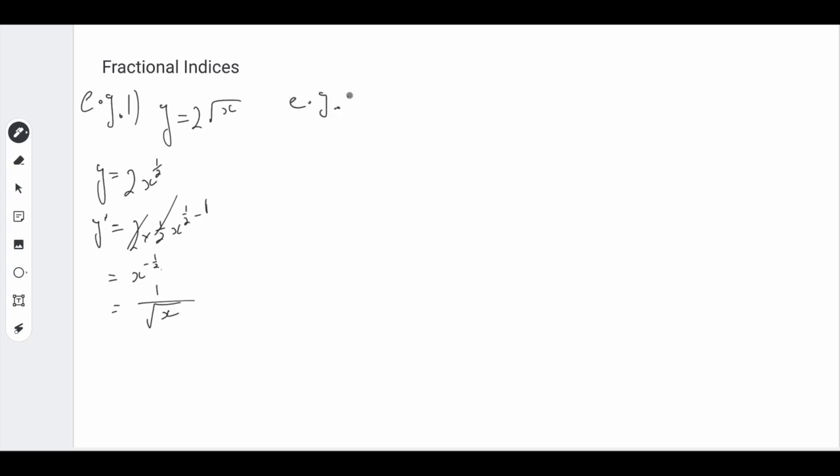And so we could go a step further, and I gave the example of putting the root at the bottom. This just adds negative indices as well. So we can write that as 2 times x to the power of negative a half, right? So y prime would just be, bring that negative a half to the front, so 2 times negative a half, and then x to the power of negative a half minus 1, okay? So these cancel, but the negative 1 remains, so negative x to the power of negative 3 on 2.